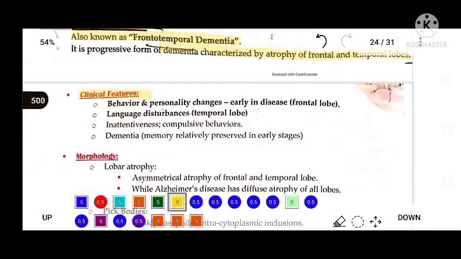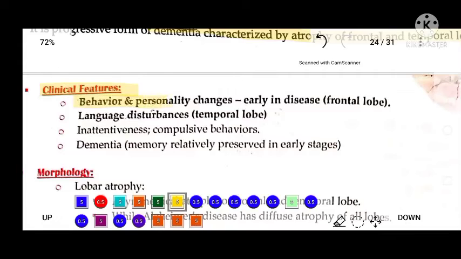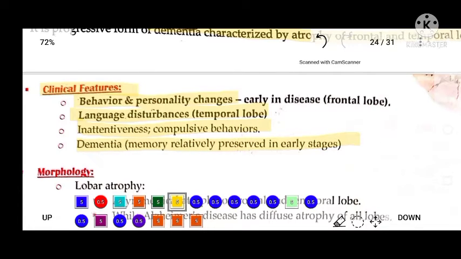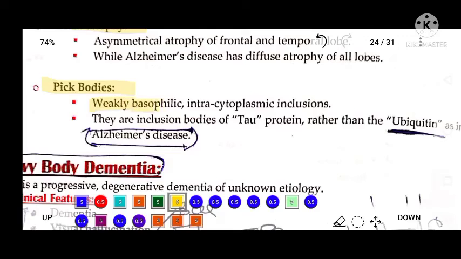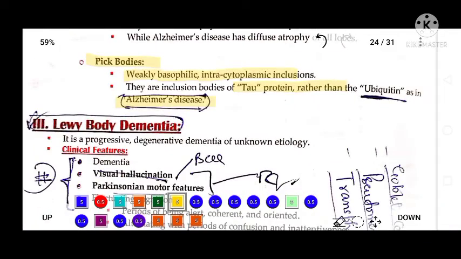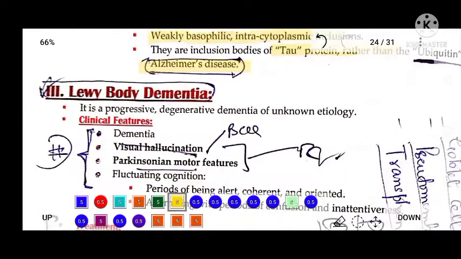The clinical features of Pick's disease are behavior and personality changes, language disturbance, inattention, compulsive behavior, dementia, and memory-related problems. So the morphology in Pick's disease: there will be lobar atrophy, and Pick bodies will be found. These are weakly basophilic intracytoplasmic inclusions, and these are inclusion bodies of tau protein, the same as those present in Alzheimer's disease.